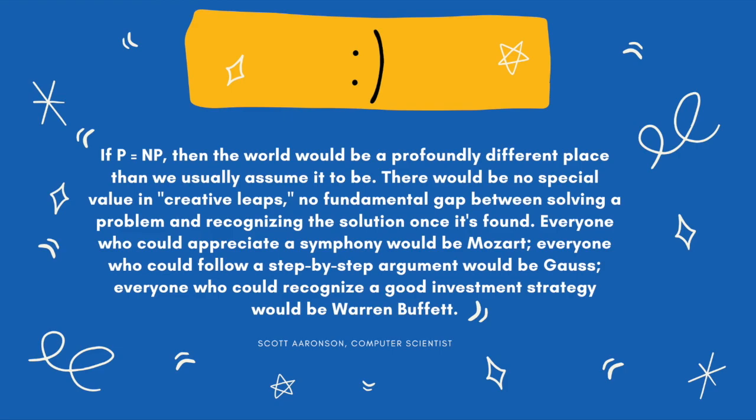It's a quote by Scott Aaronson, a very popular computer scientist: "If P equals NP, then the world would be a profoundly different place than we usually assume it to be. There would be no special value in creative leaps, no fundamental gap between solving a problem and recognizing the solution once it's found. Everyone who could appreciate a symphony would be Mozart. Everyone who could follow a step by step argument would be Gauss. Everyone who could recognize a good investment strategy would be Warren Buffett."